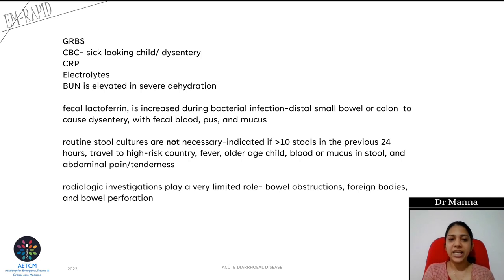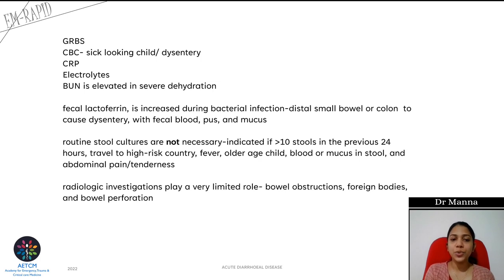Then we will be checking the counts and CRP in sick looking children and if it is associated with fever. Then we will be checking the electrolytes for any electrolyte deficiencies or hypokalemia. Then the BUN-creatinine ratio will be elevated in severe dehydration because of pre-renal failure. Then fecal lactoferrin, some tests are there. These things are done only in case of dysentery or if we find blood in stools.